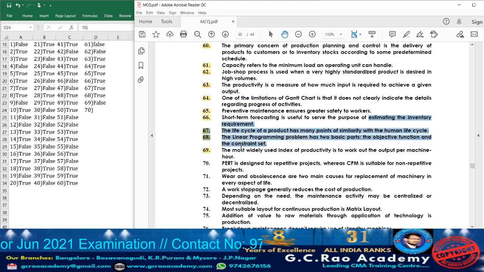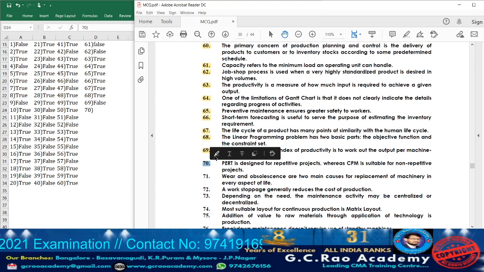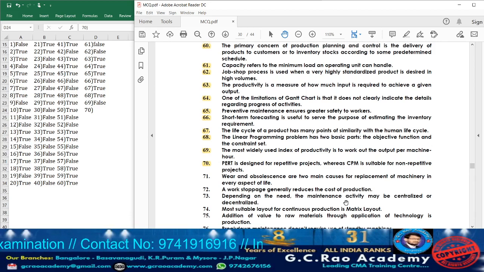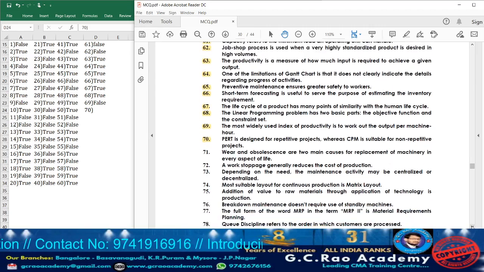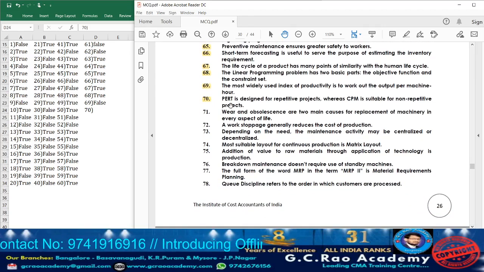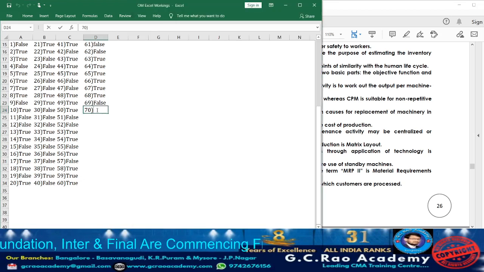Now moving on to statement 70. What they are telling? PERT is designed for repetitive project, whereas CPM is suitable for non-repetitive projects. Sorry, the statement what they are given, it is wrong. Why? Because PERT will be utilized for non-repetitive projects like research and development projects and all. They are going to apply PERT. When it comes to CPM, that will be applied for repetitive projects like civil construction, industries and all. They are going to apply CPM. So according to the statement 70, whatever they are given, it is false.